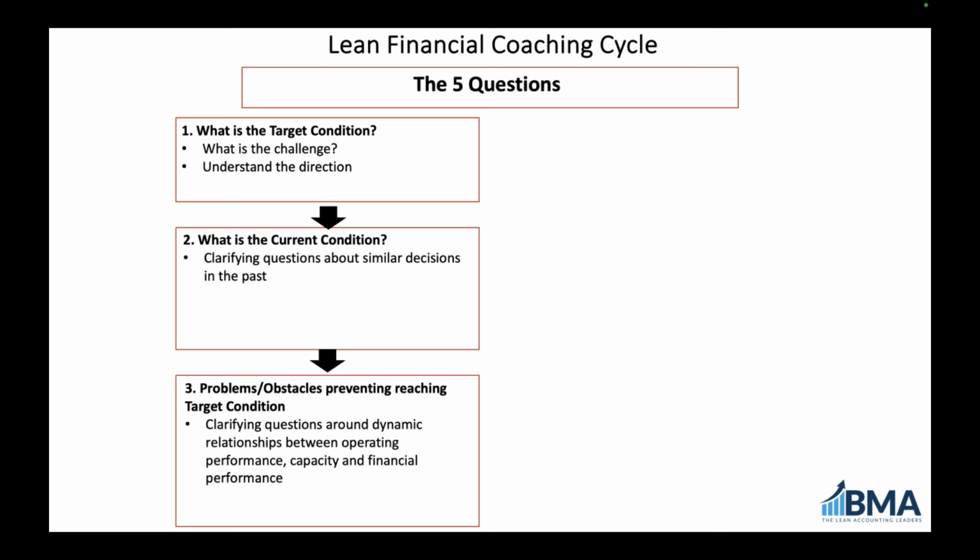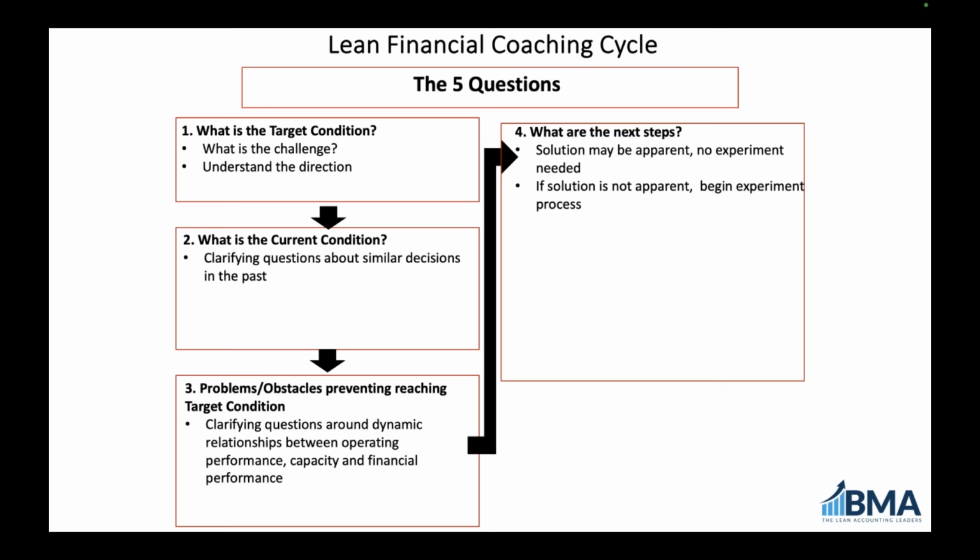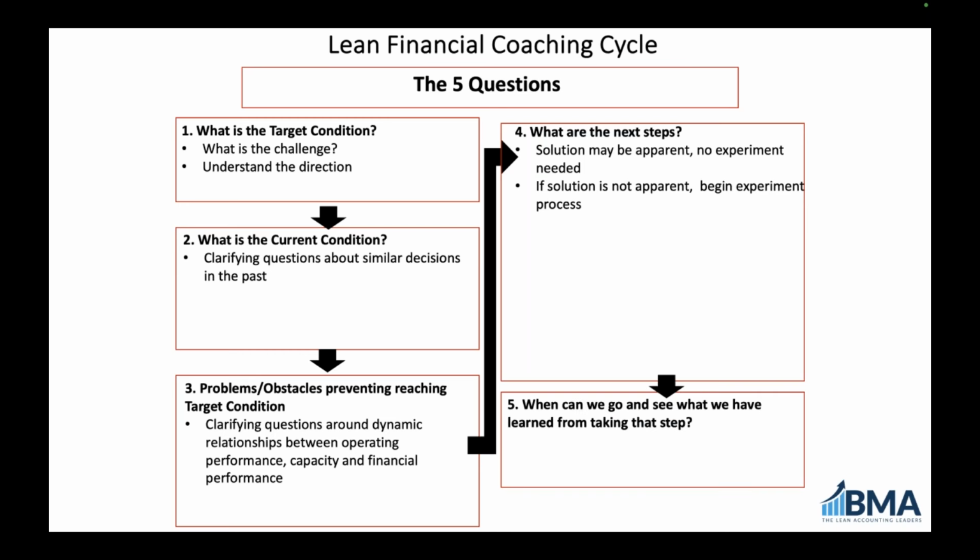And then what are the root causes that are preventing us from achieving the target? What are the next steps? What are we going to do? And then when can we go see what the specific next step is? So this is not necessarily long-term, it's short-term. And you think about the different cycles. You have a daily cycle, a weekly cycle, and a monthly cycle. And this is what you're trying to accomplish during each of those cycles.